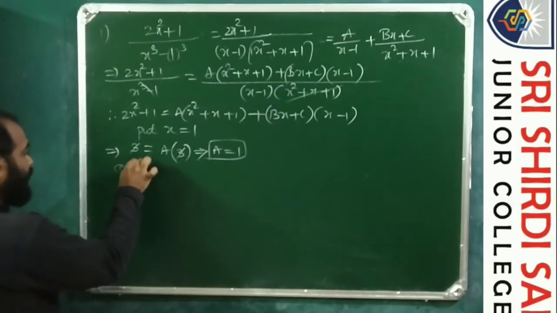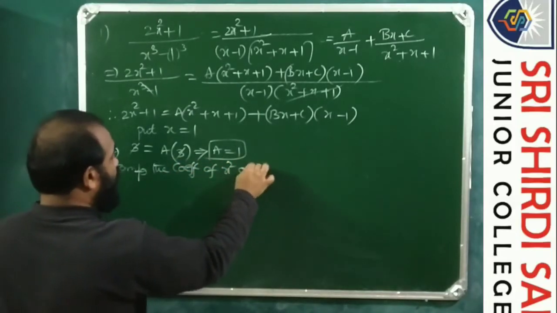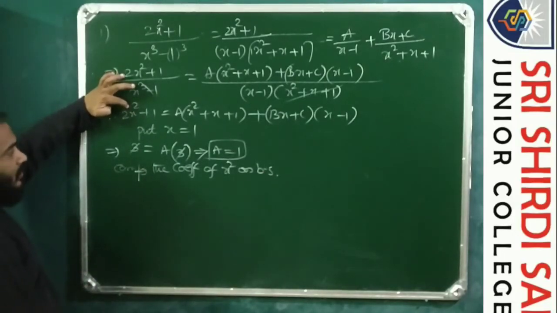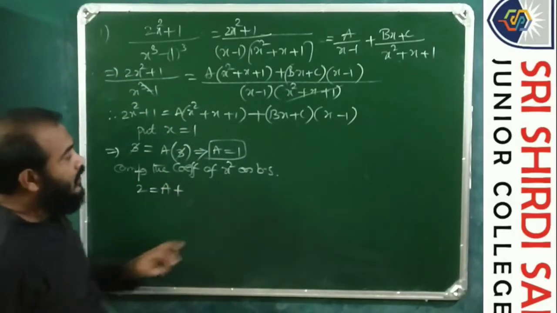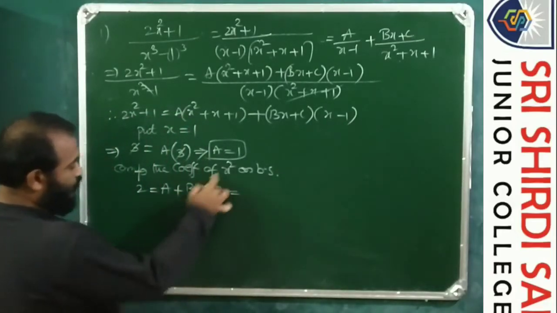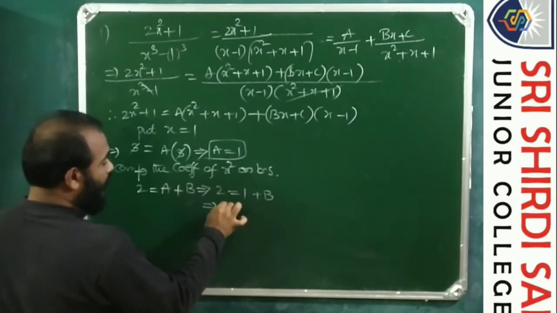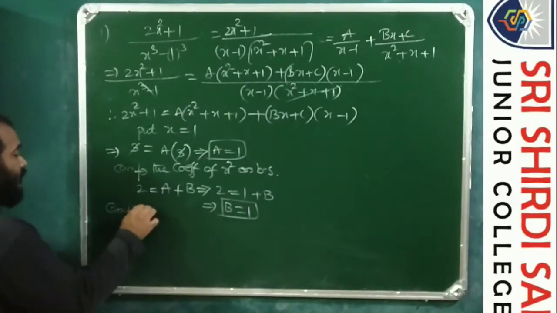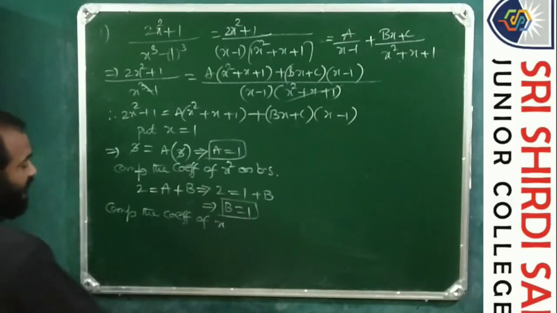Now comparing the coefficient of x square on both sides. Here the coefficient of x square in the numerator on the LHS is 2. Here the x square coefficient is A plus Bx into x square coefficient is B. So 2 is equal to, substituting A value here, 1 plus B. So this is 2 minus 1 equals B, or B is equal to 1. Now comparing the coefficient of x on both sides.